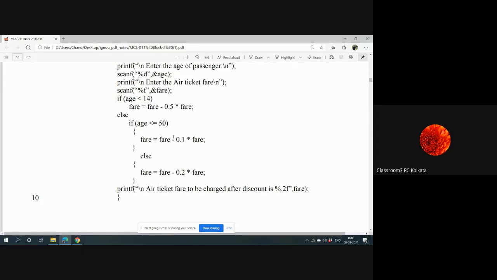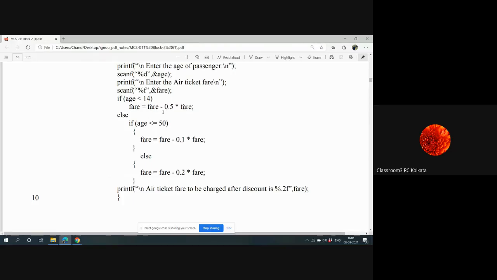But tell me, if I told you the age is 10, which line will be executed? The first one, age less than 14. Yes, because only the first one is executed. If I told you age is 20, the second one, meaning age greater than 14 but less than equal to 50. And else means if I told you 90, because every age greater than 50 will follow this format. What is the format?